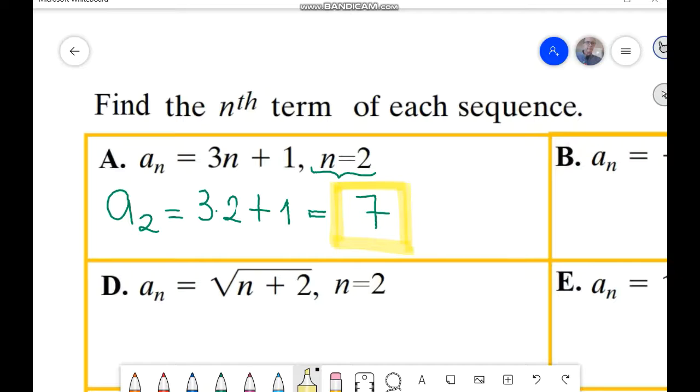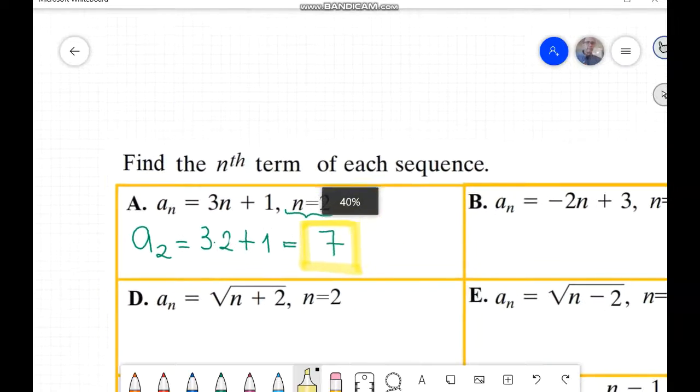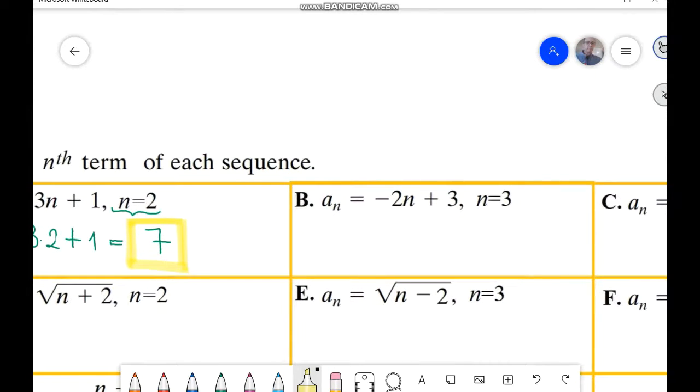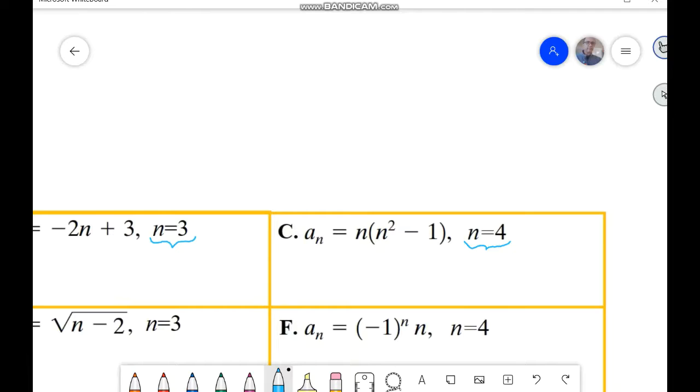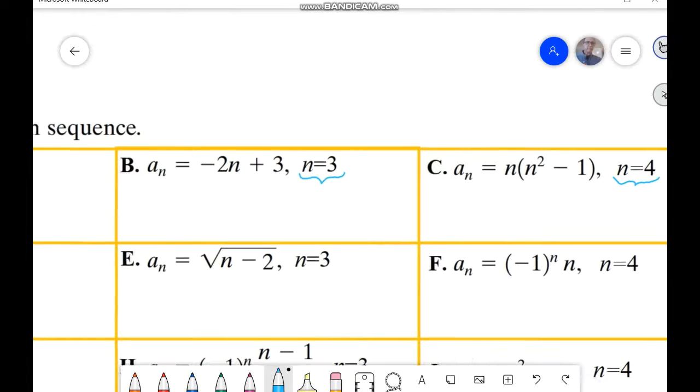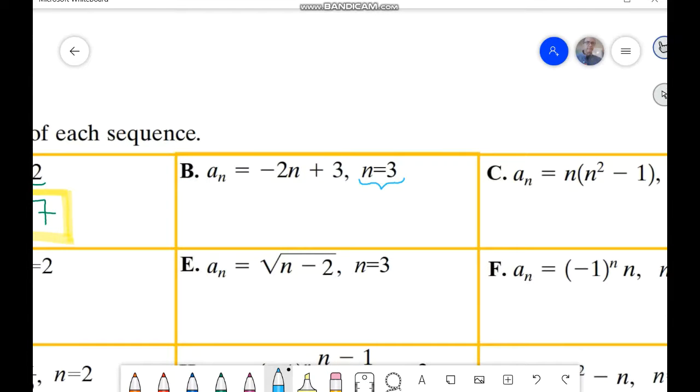On the other questions, just look at the value of n. This is going to be the third term. This is the fourth term. So notice the value of n and then plug in and find the answer by plugging in the value of n into the expression.